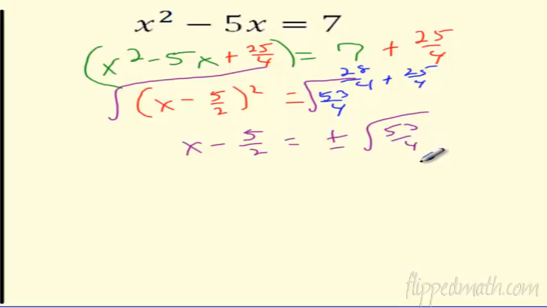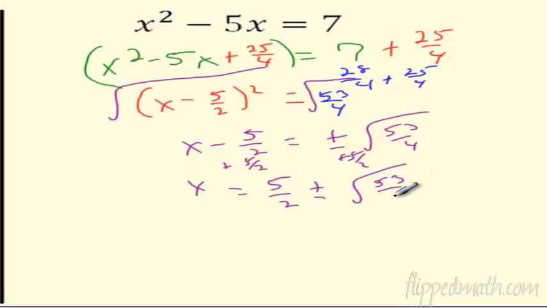53 over 4. Excellent. And now I'm going to go ahead and say what? I have to add 5 halves to both sides. So I'm going to add those 5 halves. Add those 5 halves. So I'm looking at x equals 5 halves plus or minus the square root of 53 over 4. So it looks like a mess there.